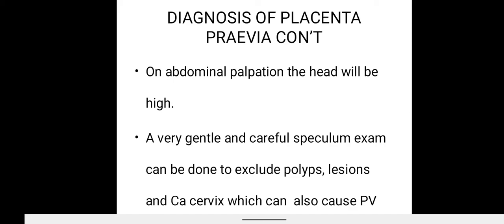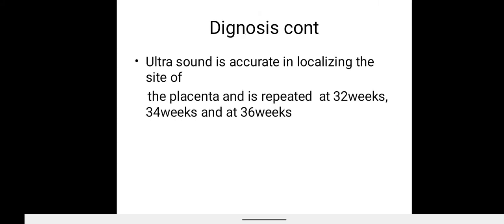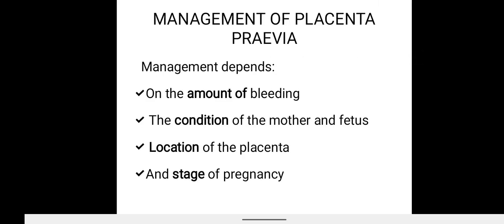So this woman will come bleeding. When you're doing your diagnosis, it's also a mandate to do a speculum examination, because it can exclude polyps and lesions, which cause bleeding in pregnancy, and also cancer of the cervix, which will also cause bleeding in pregnancy. Ultrasound is accurate in localizing the site of the placenta, and it is repeated at 32 weeks, 34 weeks, and also at 36 weeks.